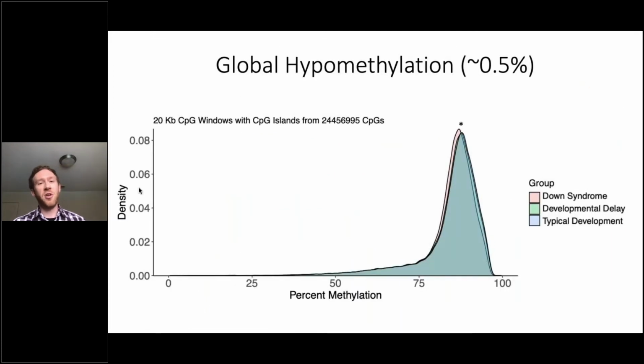We also noticed something striking, which was when we took on these smooth 20 KB CPG windows for the over 24 million CPG sites that we could assay, that there was a very small but significant shift in methylation, where we saw global hypomethylation in our Down syndrome samples over here in this density plot showing percent methylation.